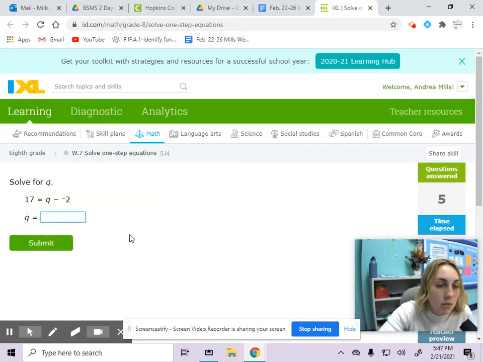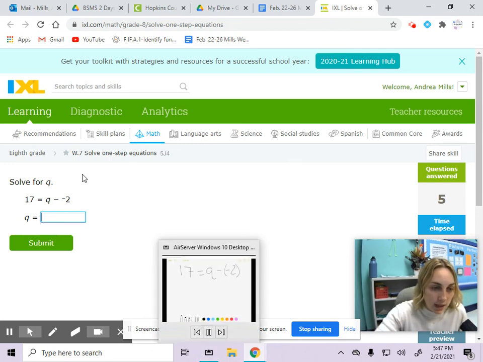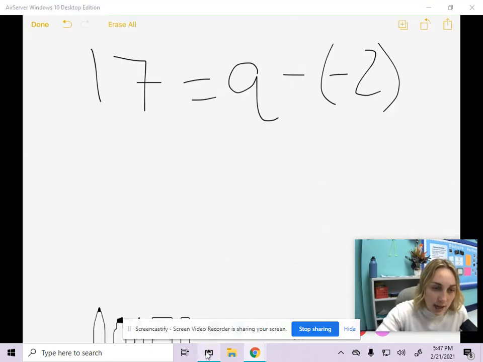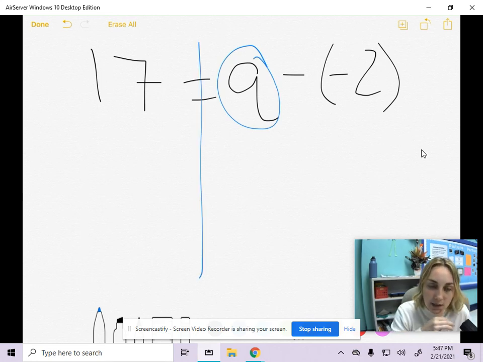Let's see if we have any more. Okay, this one's interesting too. So this one we have 17, and that's equal to q minus negative 2. And I'm going to use parentheses so you can see that we have minus negative 2. I like to use parentheses in this case because it's easier for me to organize it. So same thing, I want to get q by itself.